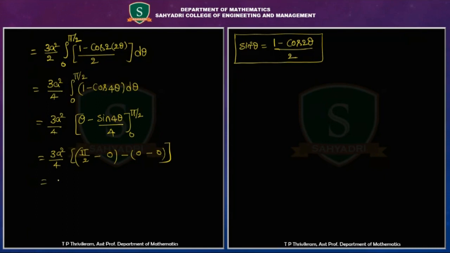Okay. So this one is equal to, what is the answer? 3a square divided by 4 into 2, we will get 8. So which is nothing but the area: 3a square pi, 3a square pi, which is equal to the area of the given asteroid. Fine. So go through it once again. If you get any doubts, just let me know.